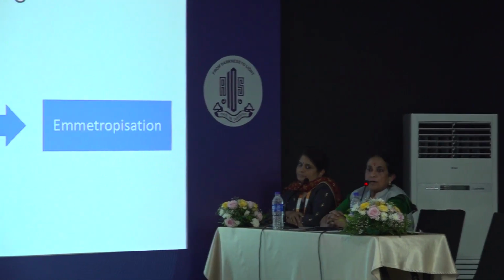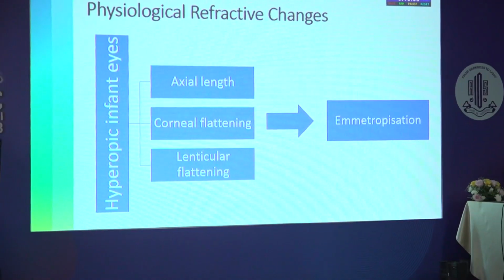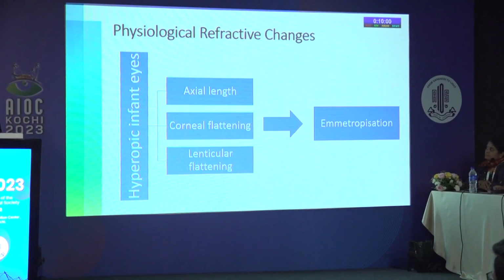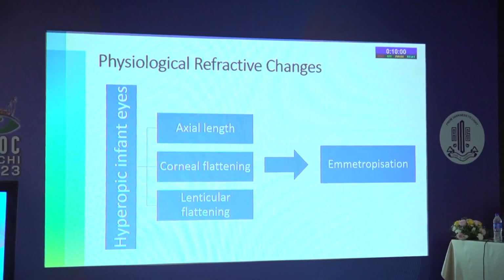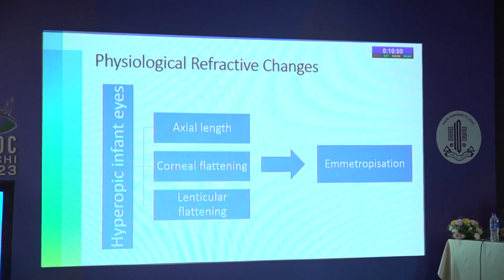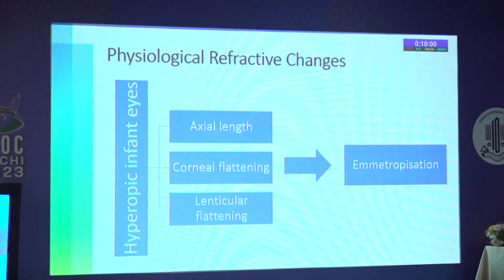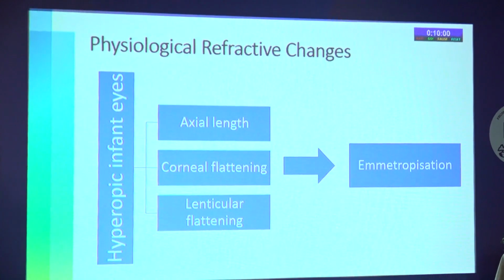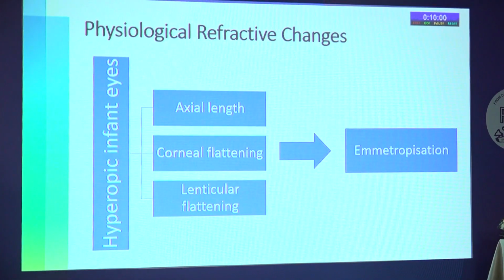As we know, IOL power calculation in children is different from that in adults, in that the axial length, corneal flattening, and lenticular flattening all happen very fast during the initial 6 months, and during emmetropization, that is about 6 to 18 months. There is a fast corneal flattening from about 52 to 44, axial length from 17 to 24, and lenticular flattening also occurs.